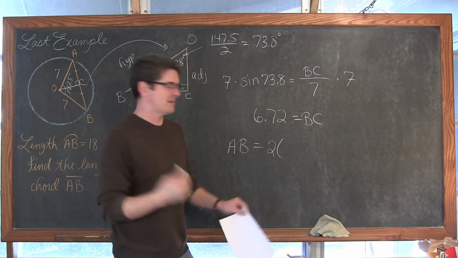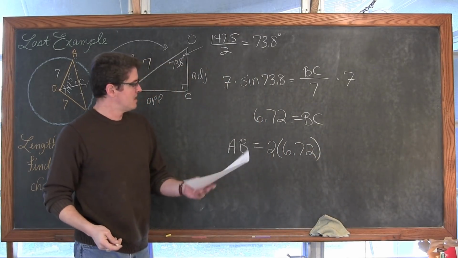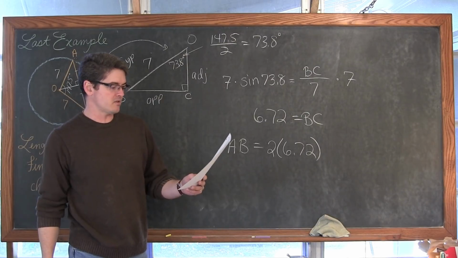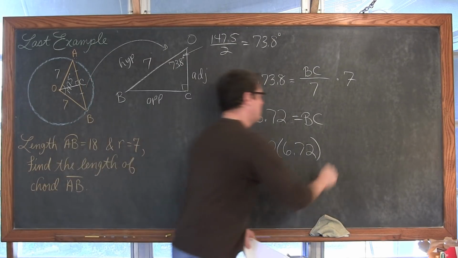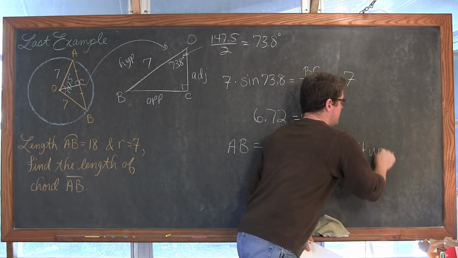I'm getting excited because I'm almost done, and you get to go do your homework in a second. 2 times 6.72 is equal to 13.4 units long. And that is the end of my example.